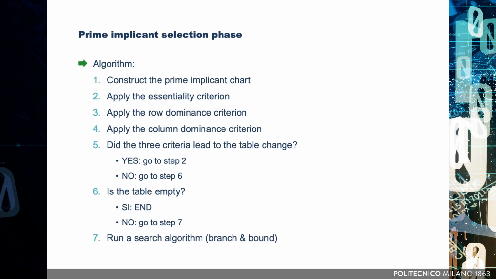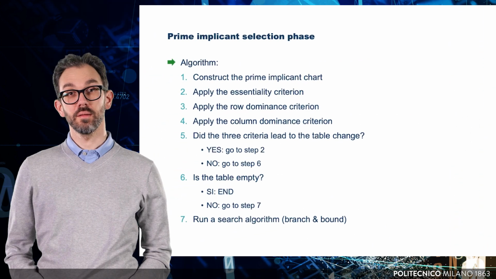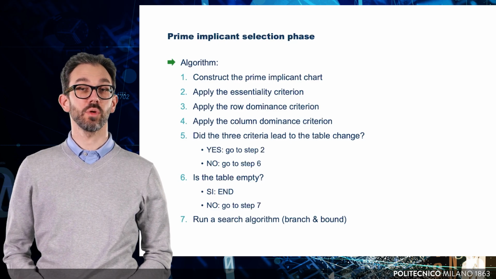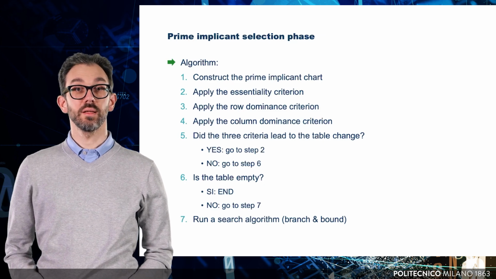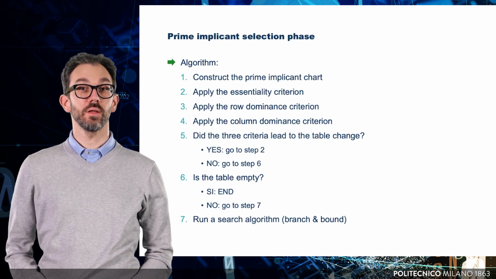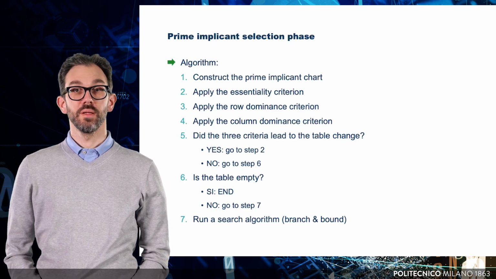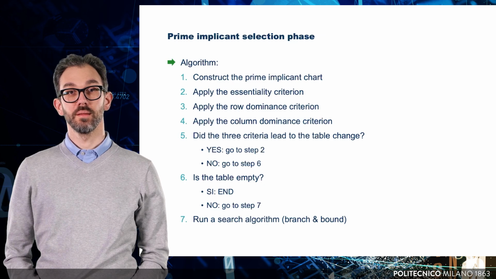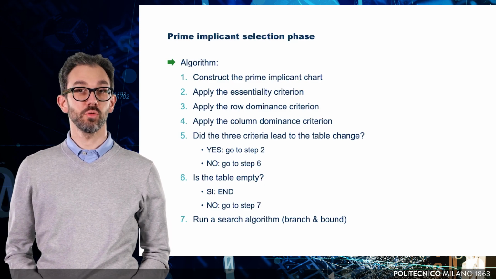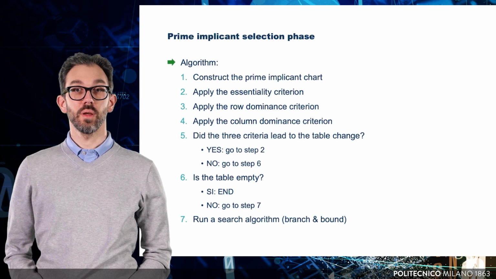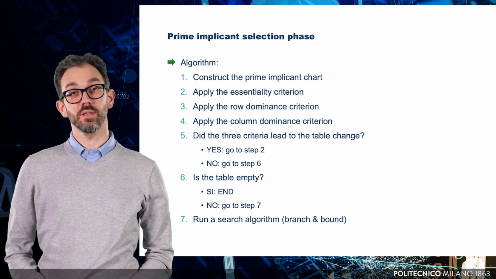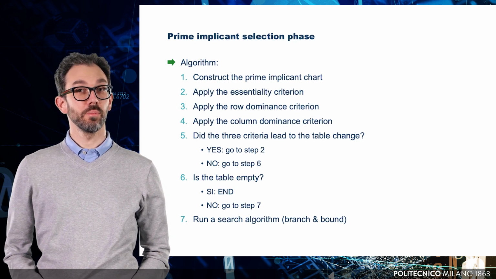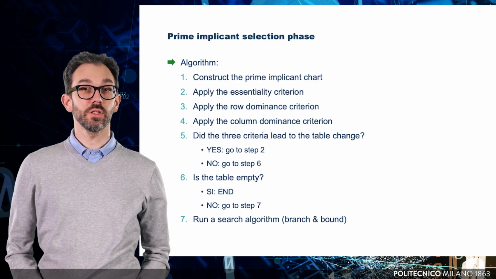We summarize here the algorithm for the prime implicant selection phase. The process starts with step 1, where we construct the prime implicant chart. This table shows which prime implicants cover which minterms. In step 2, we apply the essentiality criterion. If a minterm is covered by only one prime implicant, that implicant is essential and must be included in the final solution. Next, in step 3, we use the row dominance criterion. If one row covers all the minterms that another row does without a higher cost, then the dominated row can be eliminated.